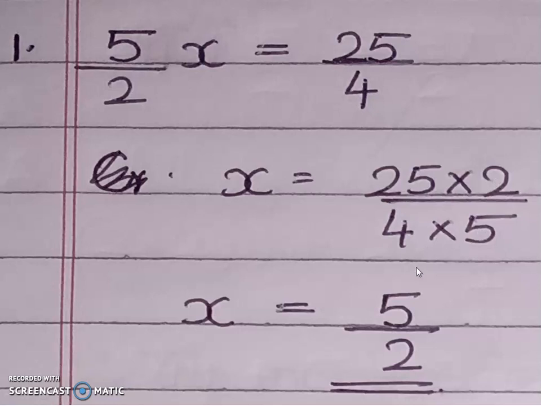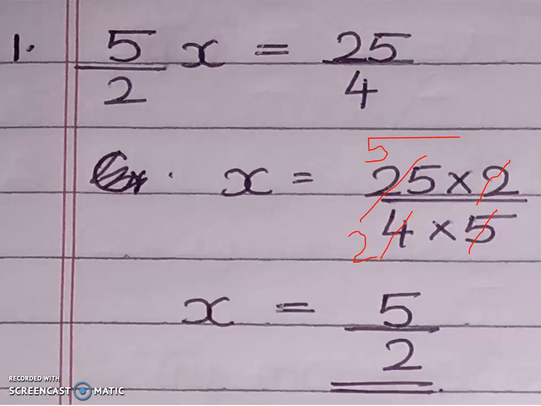Now, how will you reduce it? Let us see. Here, you can see 25 by 5. I can cancel it. 5 into 5 is 25. Similarly, 2 into 2 is 4. This is how I cancel. So what is the final answer? x is equal to 5/2. Is that clear to you?